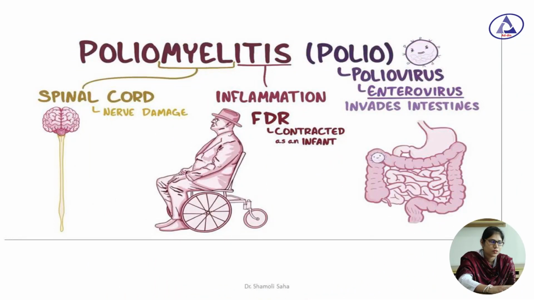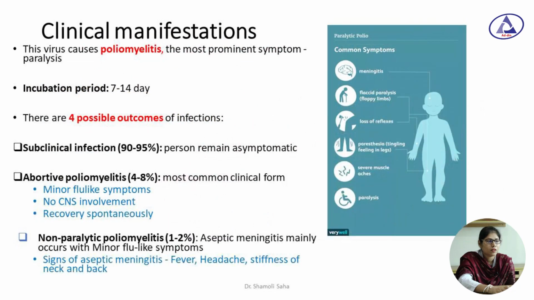Poliomyelitis. Myel means spinal cord and itis means inflammation. That means the inflammation of the spinal cord. What are the clinical manifestations of poliomyelitis? The virus causes poliomyelitis. The most prominent symptom is paralysis. Incubation period is 7 to 14 days.